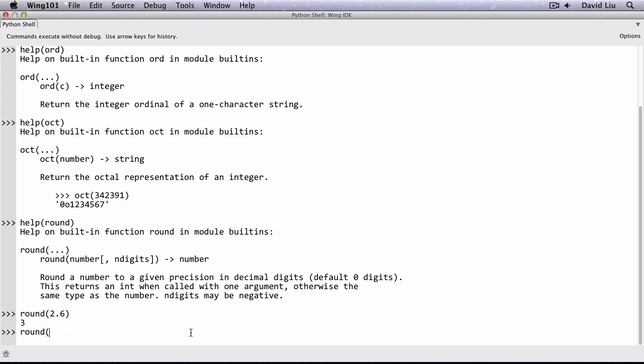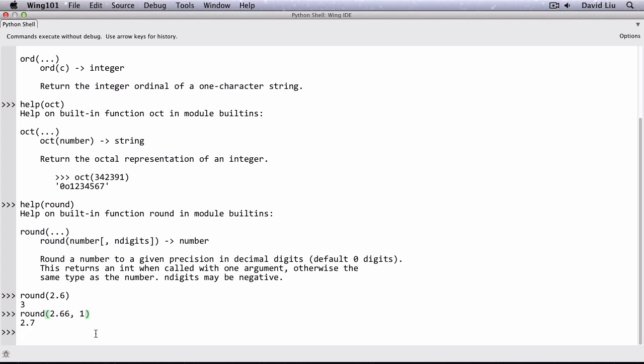However, if I call round of, say, 2.66, and I include a second argument, 1, then again this function description tells us that what's going to be returned is 2.66 rounded to 1 decimal place, which is 2.7. What this line tells us is that round can be called with either one argument or with 2 arguments. One argument must always be included, and the other is optional.